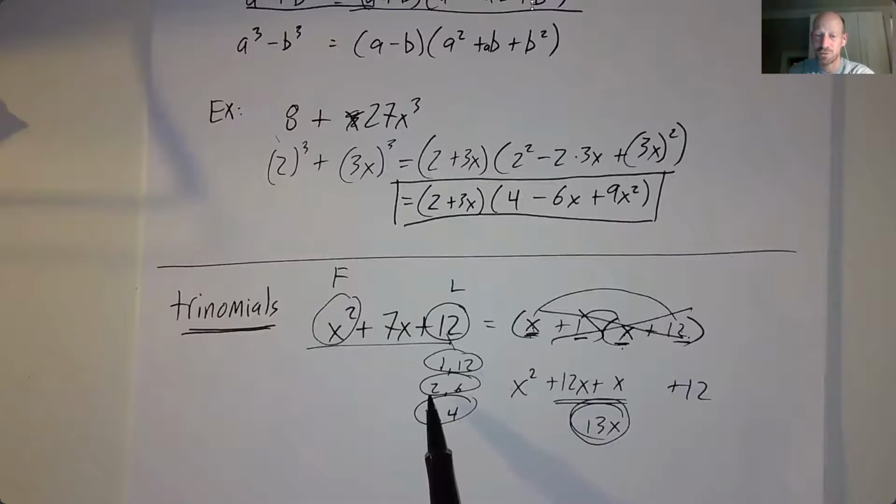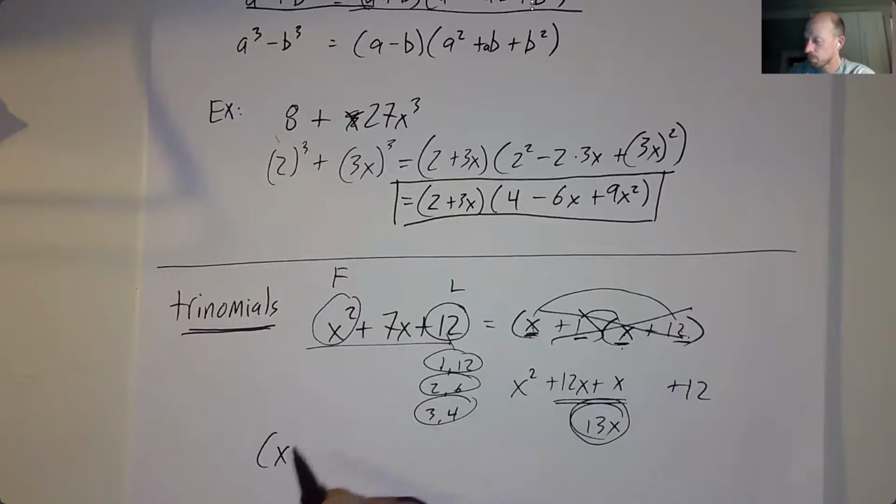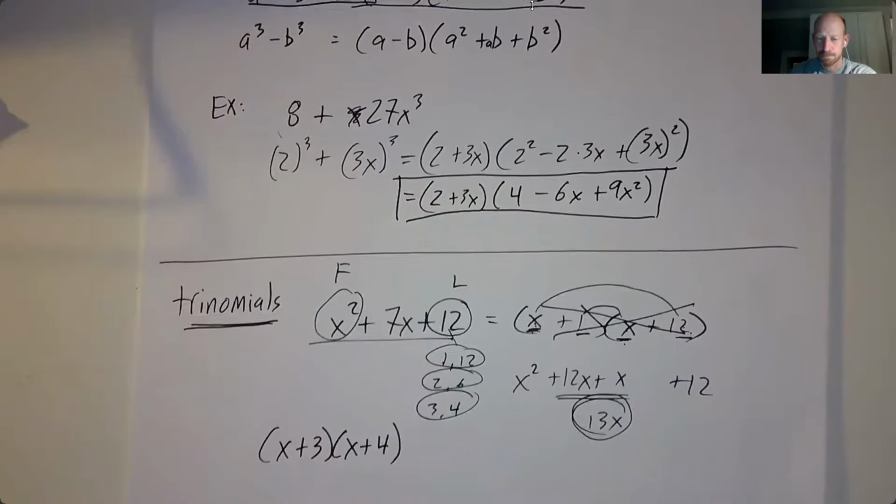It shouldn't be 2 and 6, because if those give me my middle terms here of 2x and 6x, that would be 8x, also not what I want. But 3 and 4, that seems very promising. Let's check it and see if it works.